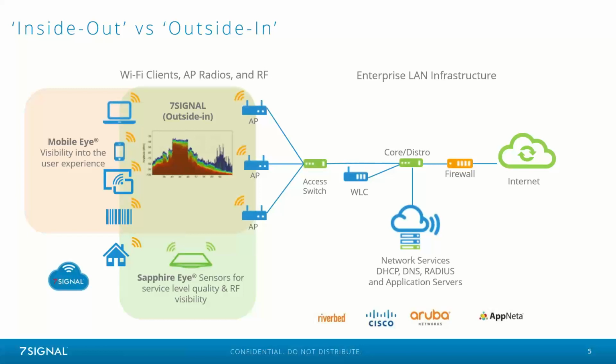Additionally, we do have Sapphirei, which are the sensors for service level quality and RF visibility. And through this combination, you're really getting a full perspective as to what's occurring in your network that you just can't find anywhere else.